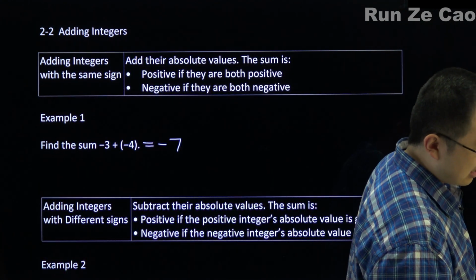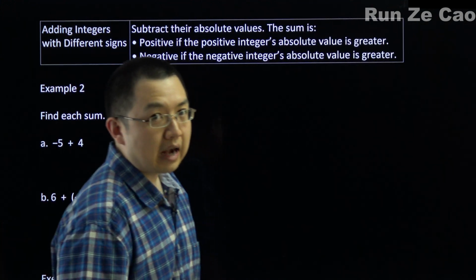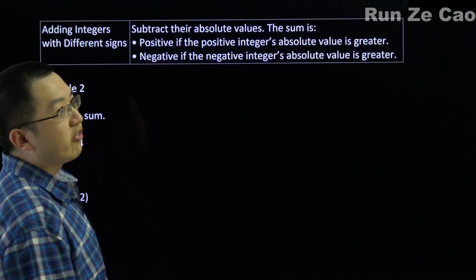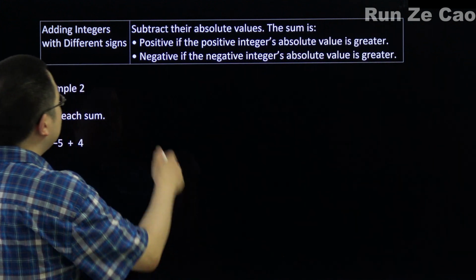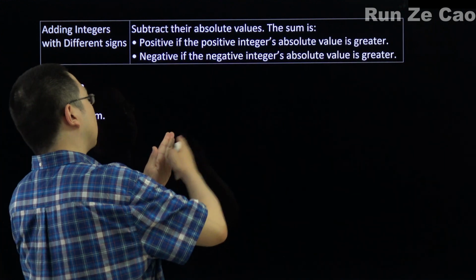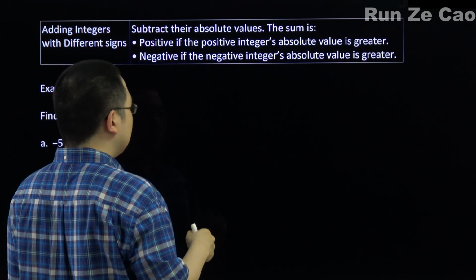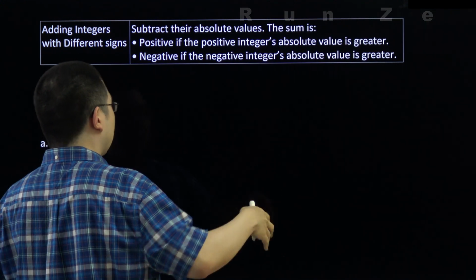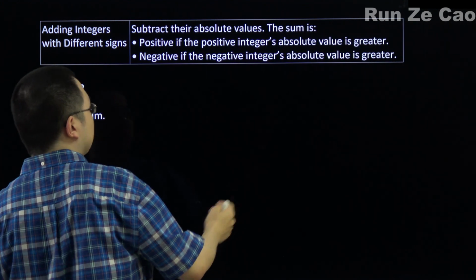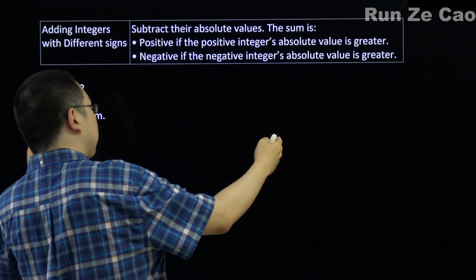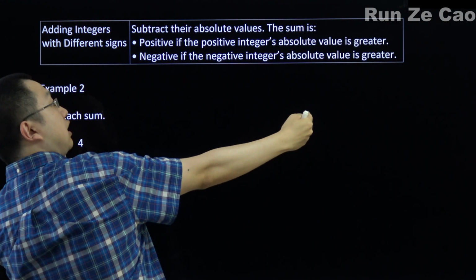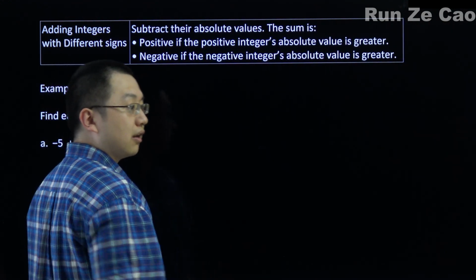What happens if they have different signs? Well, you subtract their absolute values. In other words, they partially cancel each other out, or maybe entirely if they're like 5 plus negative 5. The sum is positive if the positive integer has a bigger absolute value. In other words, if the positive you're adding is bigger than the negative part, you cancel a lot of it out, and then the remaining part is still positive. Or negative if the negative integer's absolute value is greater. More negative plus less positive ends with you still on the negative side of 0. You go negative a lot, you go positive a little bit, that's still on the negative side.